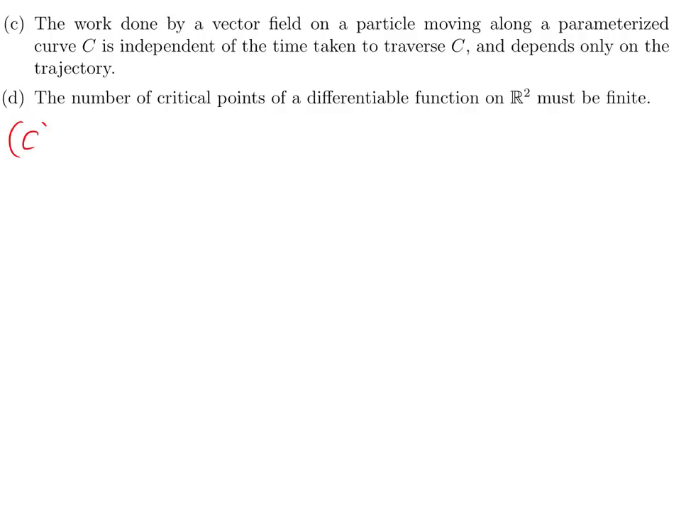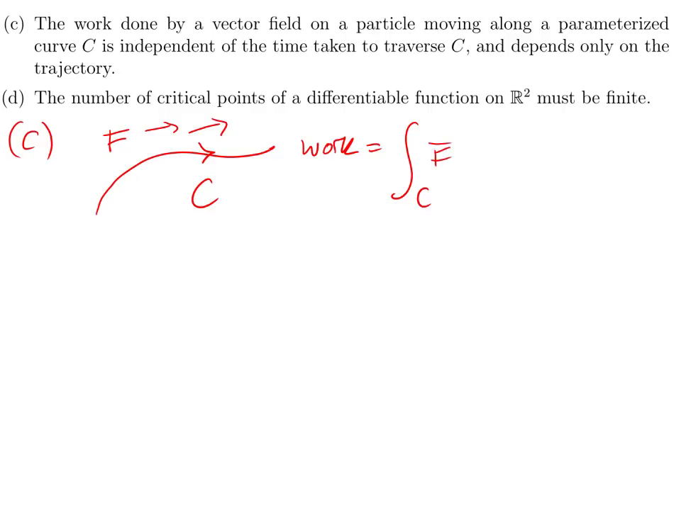Okay, so question C. The work done by a vector field on a particle moving along a curve C is independent of the time taken to traverse C and depends only on the trajectory. So you have this curve C, you have some particle moving along C, and you have a vector field F. Mathematically, the work is just this line integral. Does this depend on how fast you move along C? If you move twice as fast, does the work change? The answer is no, it doesn't change, because the line integral is independent of parameterization.